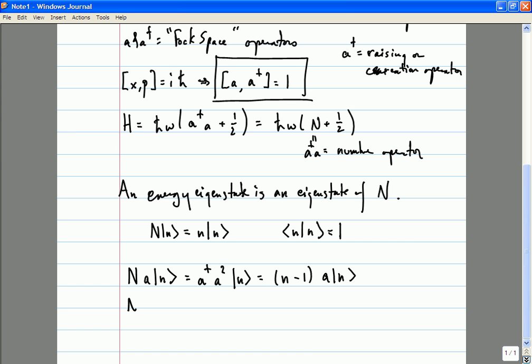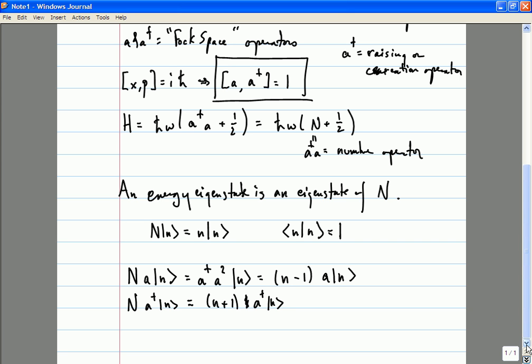Likewise, the raising operator does exactly what you would expect based on its name. This will give you an eigenstate of the number operator with one higher value of the eigenvalue. So we see that if you start with an eigenstate of the number operator, you can act with the A's and A daggers to change the eigenvalue of the number operator, i.e. the eigenvalue of the Hamiltonian.